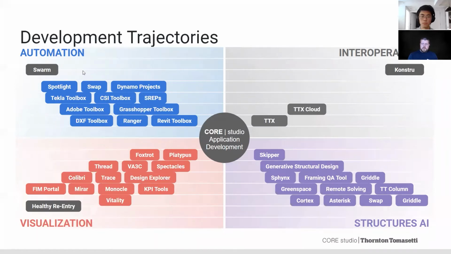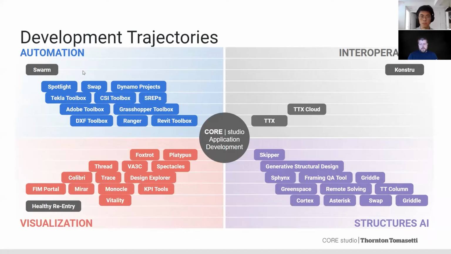The second trajectory that we develop applications for is interoperability. And this was actually the founding of Core Studio, around a project called TTX, which is basically a model and data exchange between, at that time, CSI tools, Revit, and Rhino/Grasshopper. And over time, that's developed into a platform called Construe, which is actually available for usage. It's a paid platform, but is an interoperability solution geared towards engineering, but also some practical applications for architecture.